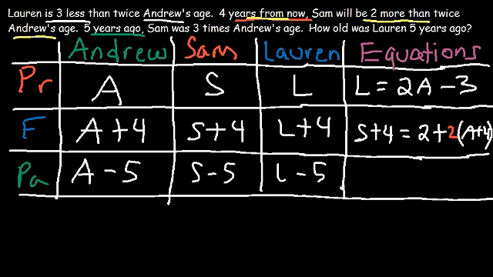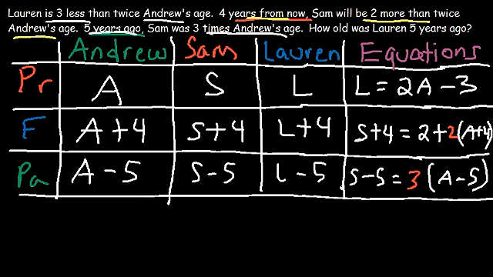Now what about the past, 5 years ago? Sam was 3 times Andrew's age. So 5 years ago, Sam's age is S minus 5. And he's 3 times Andrew's age. In the past, Andrew's age is not A, but A minus 5. So this is the equation that corresponds to the past.